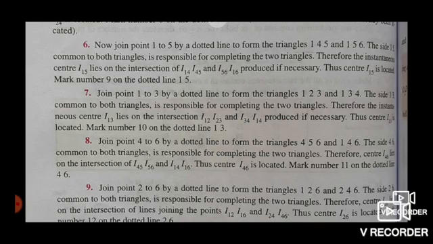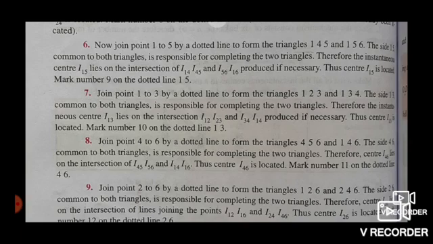Point 7. Join point 1 to 3 by dotted line to form triangles 1 2 3 and 1 3 4. The side 1 3, common to both the triangles, is responsible for completing the two triangles. Therefore, the instantaneous center I13 lies on the intersection of I12, I23 and I34, I14 produced if necessary. The center I13 is located, mark number 10 on the dotted line 13.